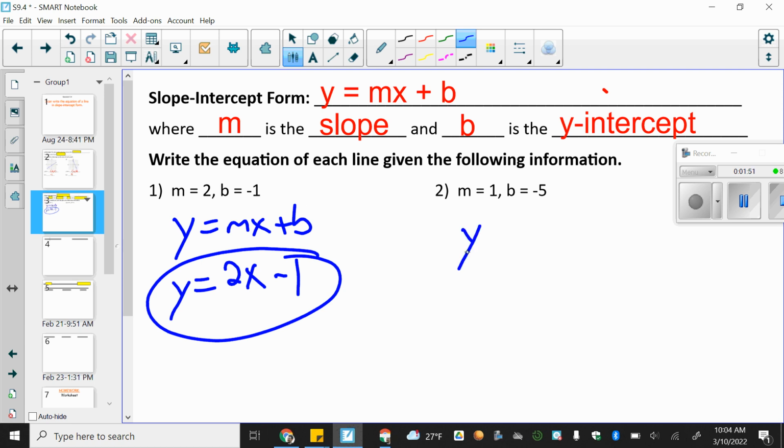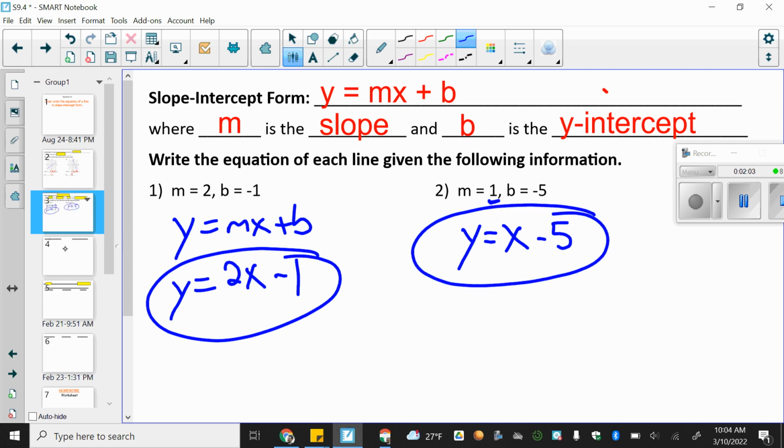Let's do it again here. Y equals, m is 1. I don't need to write the 1 if it's with x, so we'll just put x, because we know there's an invisible 1 there. B is -5. We have y equals x minus 5.